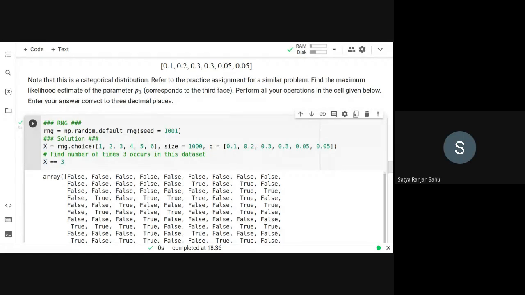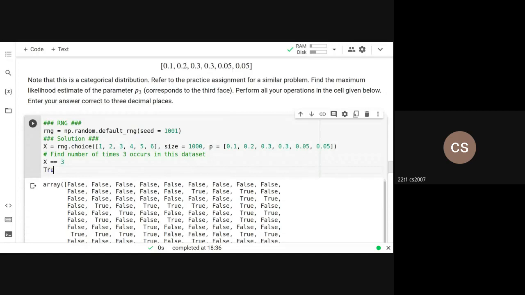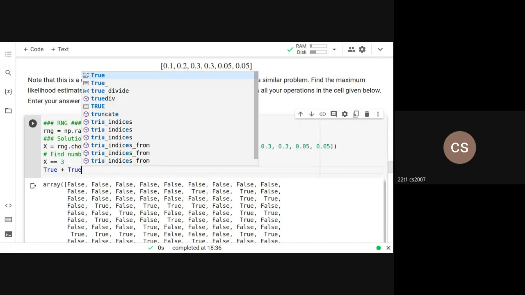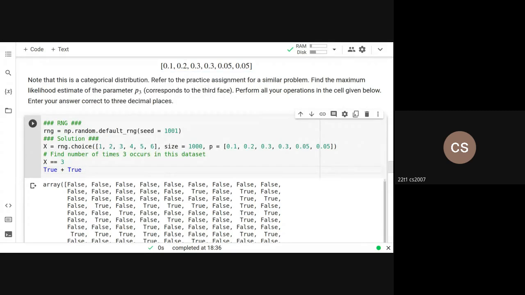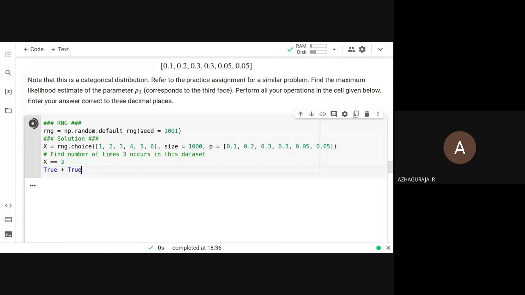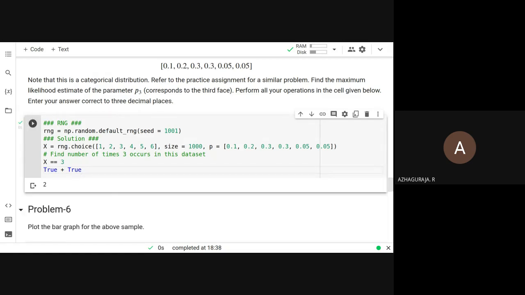If it had been 0 or 1, then I could have just summed it. Okay, so that's a good point. Now if I write this expression, what do you think I'll get as the answer? True. You see what you get as the answer? It considers true as well. Then you can directly sum that. So that is the important point: true is considered as 1.